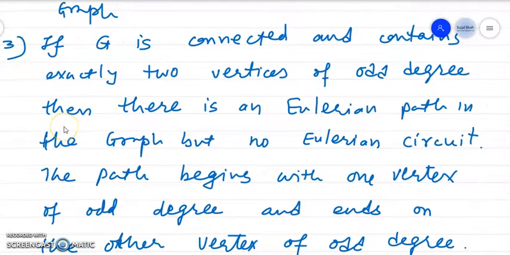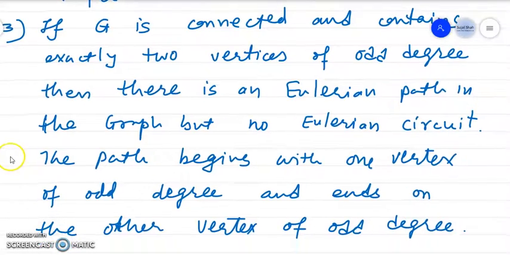If G is connected and contains exactly two vertices of odd degree, then there is an Eulerian path in the graph but no Eulerian circuit. The path begins with one vertex of odd degree and ends on the other vertex of odd degree.